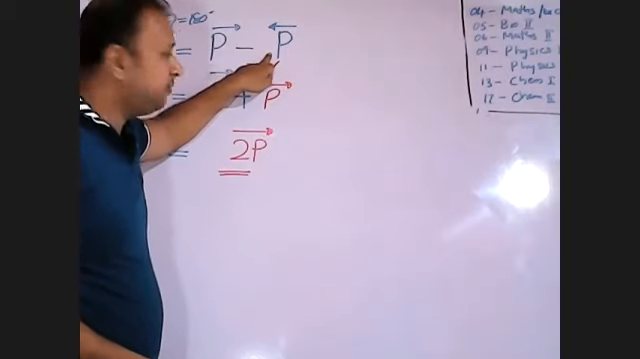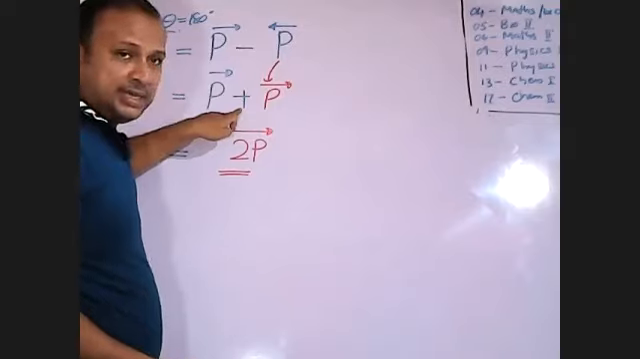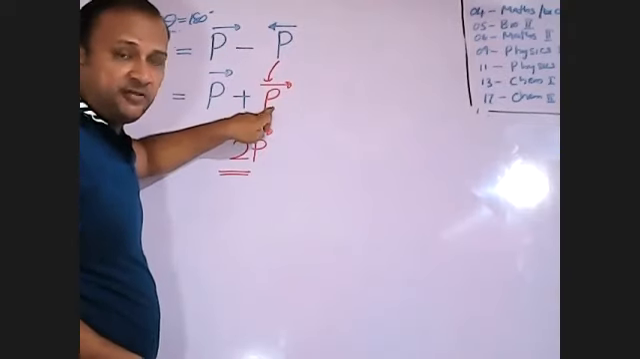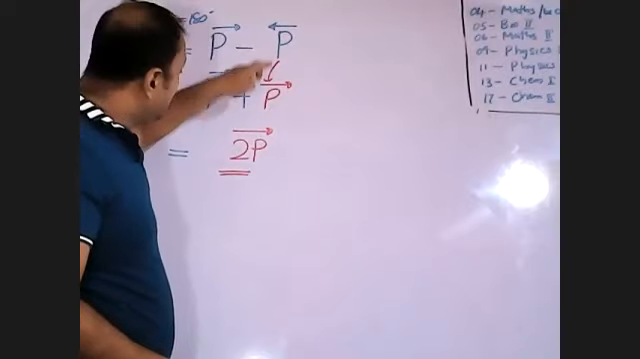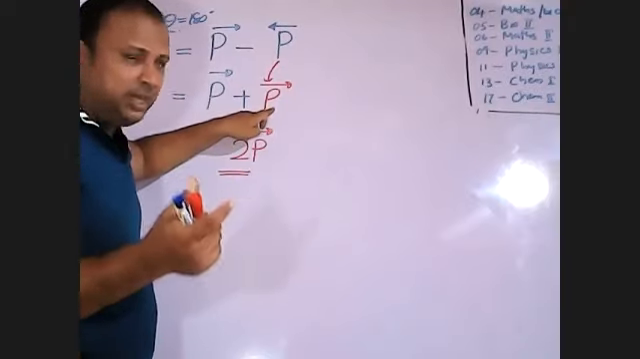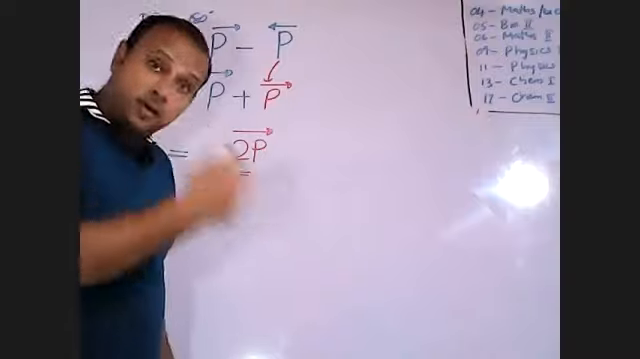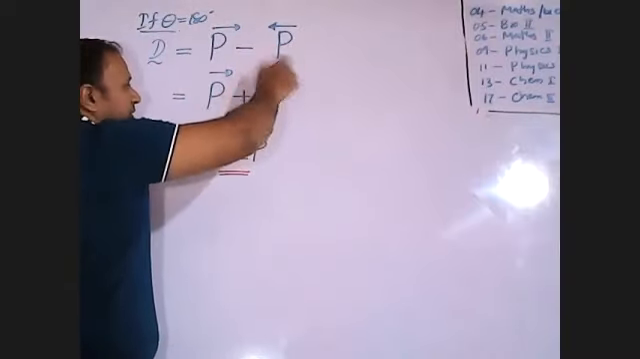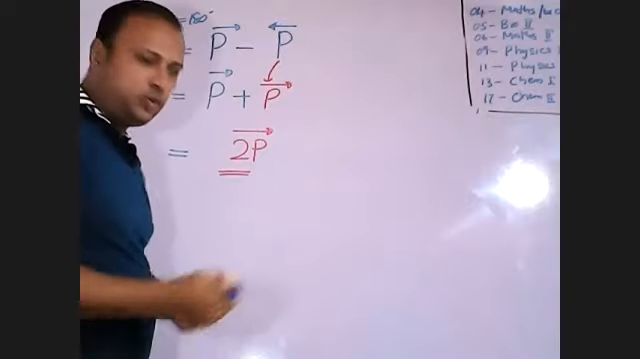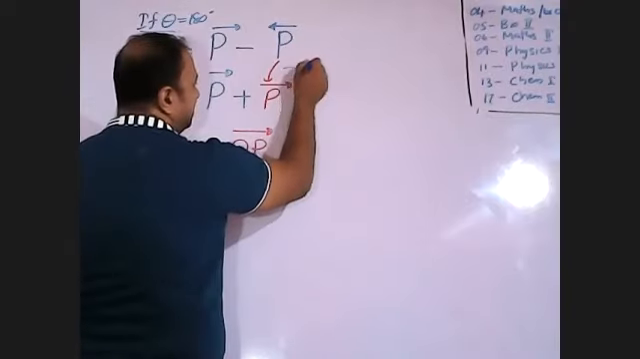So P plus the negative vector of the second one. What is the negative vector? It is equal in magnitude, which is P, and opposite in direction. Therefore, I have to reverse that. This is the negative vector.